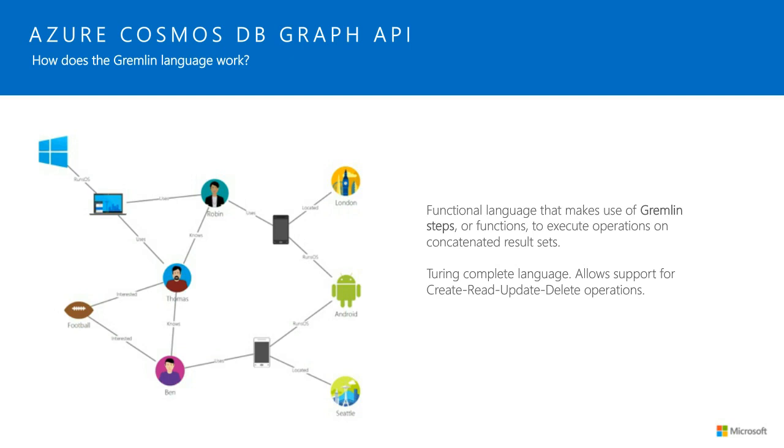Diving a little deeper into this technology, the Graph API uses the Gremlin language, which is a very easy to learn functional language that is shared across many other database vendors. The Gremlin language uses a set of steps or functions, these both are the same thing, to execute operations on a concatenated set of results. For example, if you have an operation and you follow it with an additional function, this function is going to affect the result set provided by the first operation. And this is a Turing-complete language that allows support for create, read, update, and delete operations as well.